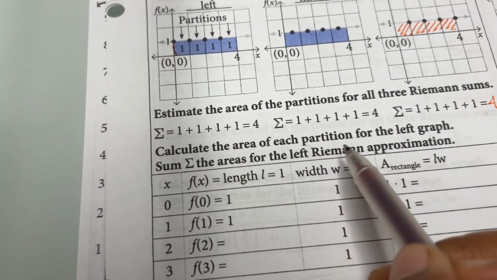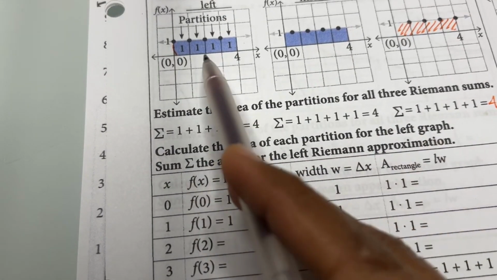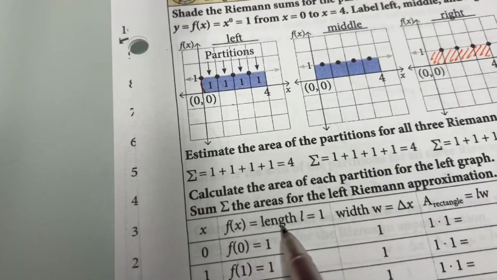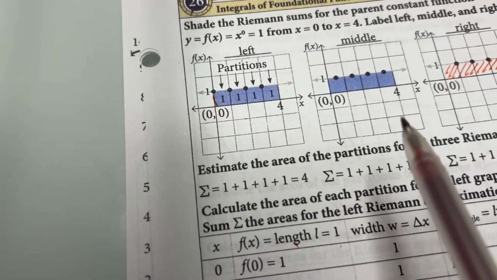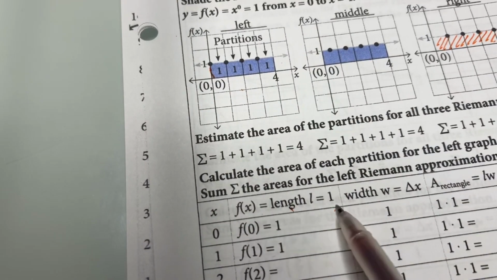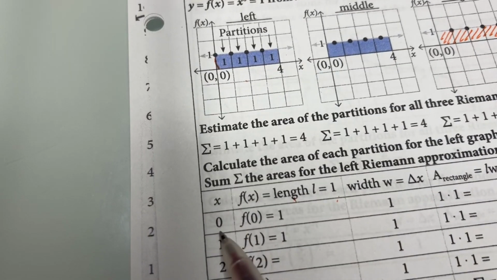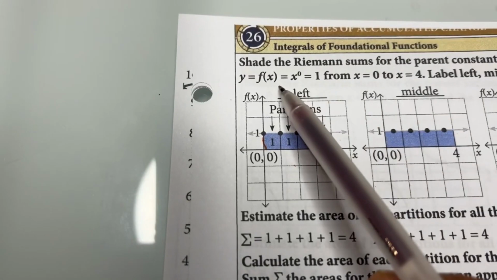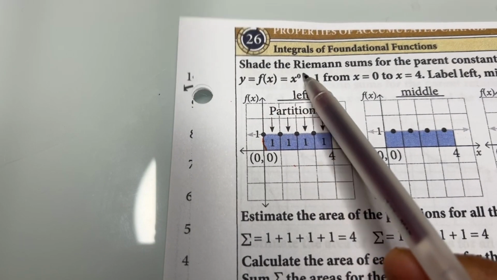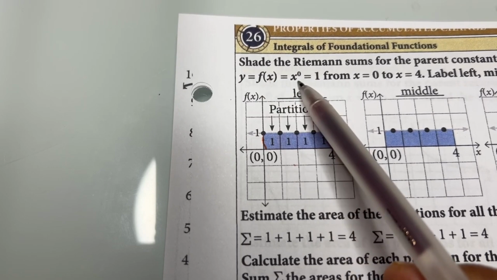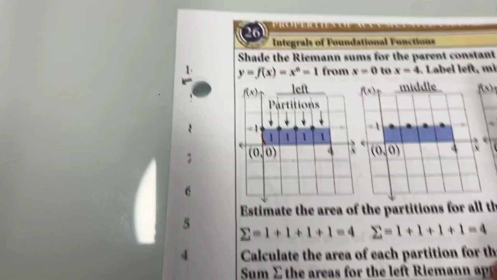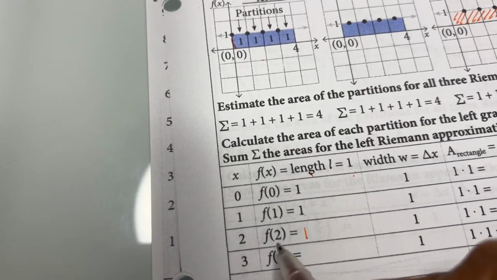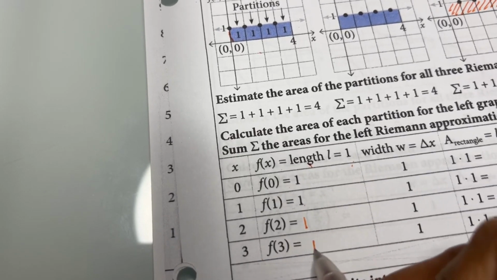Okay, calculate the area of each partition for the left graph. For this graph, sum the areas for the left Riemann approximation. Your f of x equals length, which equals 1. Remember they said y equals 1, so our f of x equals 1. When x is 0, the length is 1. When x is 1, the length is also 1. Whatever your x is, it's going to become x to the power of 0. If your x is 100, it's going to be 100 to the power of 0, which is 1. So it doesn't matter what our x is here. 2 to the power of 0 is 1, 3 to the power of 0 is 1.